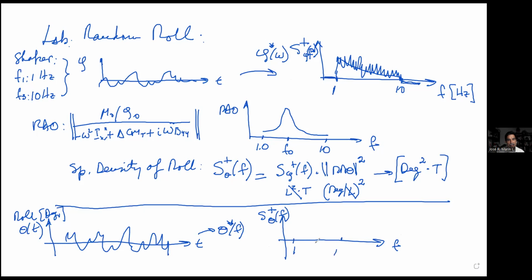Hopefully, probably there will be a large increment around the natural frequency, and there will be some other energies around here. So this is the spectral density from this measurement, from this time register. And this is the result of using theory. And hopefully, these two will be close.